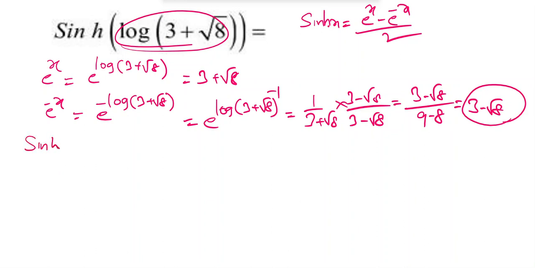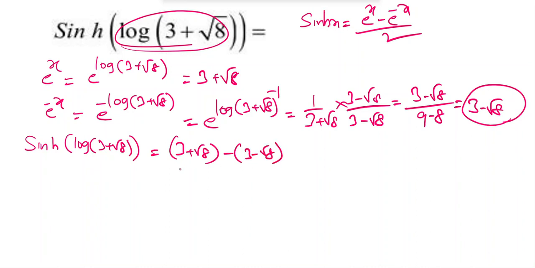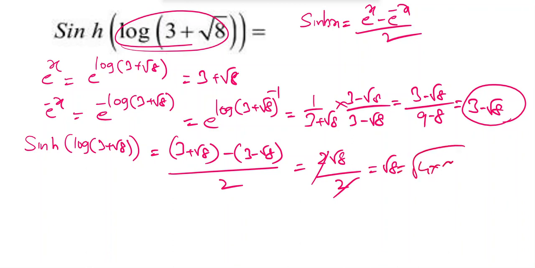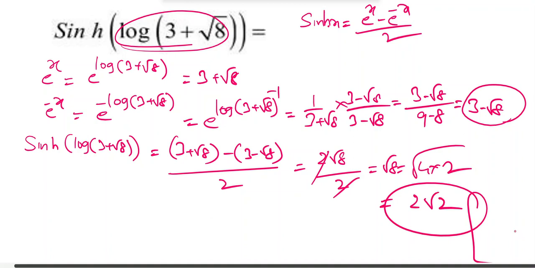Now sin h of log of 3 plus root 8 is equal to e power x value 3 plus root 8 minus e power minus x value 3 minus root 8 by 2, that is equal to, here 3 cancels, root 8 plus root 8, this is 2 root 8 by 2, that is equal to root 8. Root 8 is written as 4 into 2, that is equal to 2 root 2. That is the final answer.